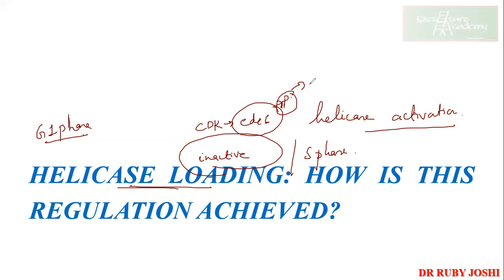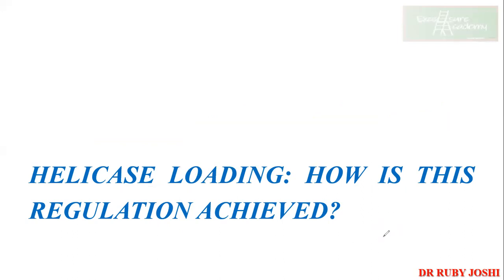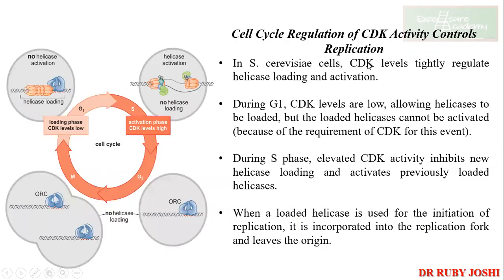Okay, good. So let's move ahead. Helicase loading, how is this regulation achieved? Just now we are going to discuss how the regulation is achieved. The cell cycle regulation of CDK activity controls the replication. So already we know this thing. In the case of Saccharomyces cerevisiae, CDK levels tightly regulate helicase loading and activation.